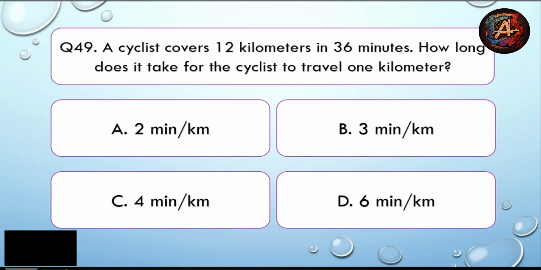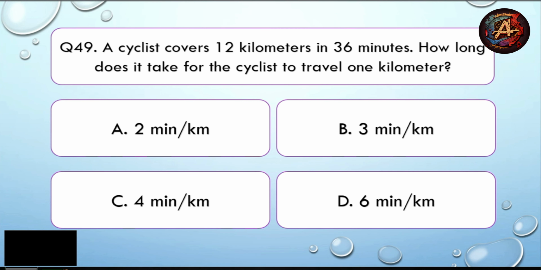Alright, my dear math learners, so now we are talking about how many minutes the cyclist will cover per kilometer. It is given here that the 12 kilometers has been traveled in just 36 minutes. So what you will do is you just divide this by 12. Okay, so 36 divided by 12, that is 3 minutes. So in every kilometer, there are only 3 minutes to cover.